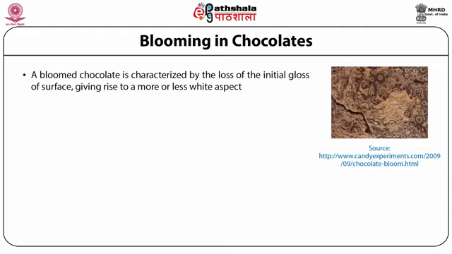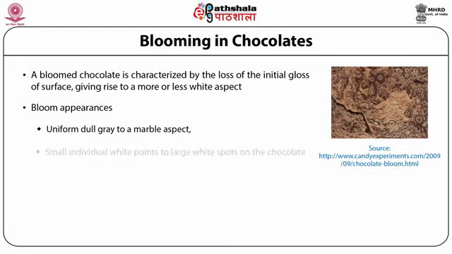A bloomed chocolate is characterized by the loss of initial gloss of the surface, giving rise to more or less white specks. So as discussed, the beautiful chocolate is now filled with white specks, which is not liked by the consumer, and the appeal of the chocolate is reduced. The bloom appearance is uniformly dull gray to a marble aspect. Some individual white points to large white spots on the chocolates can be observed. Thus, the appearance is masked and the beauty of the chocolate is reduced.